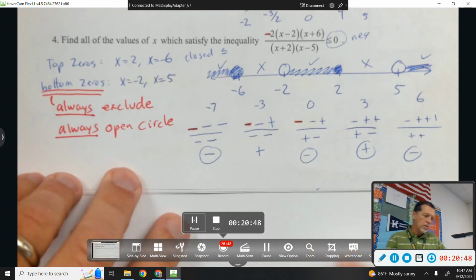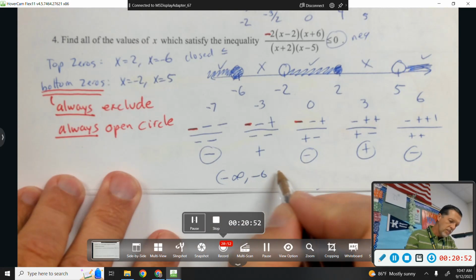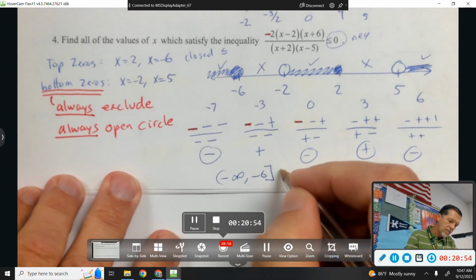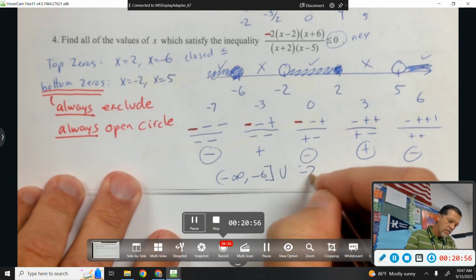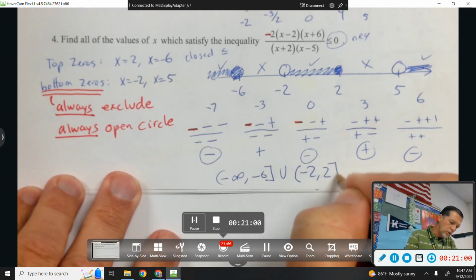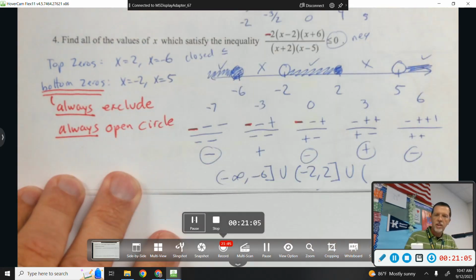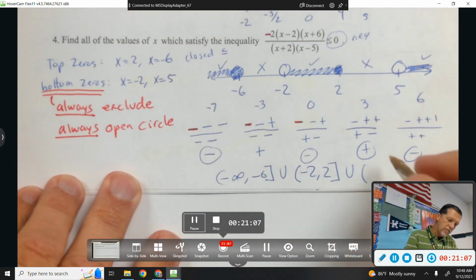Alright, so in interval notation, from negative infinity to negative 6, include negative 6. From negative 2 to 2, don't include negative 2, do include positive 2. And then from 5 to infinity, but don't include 5.